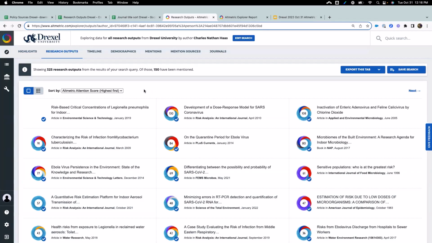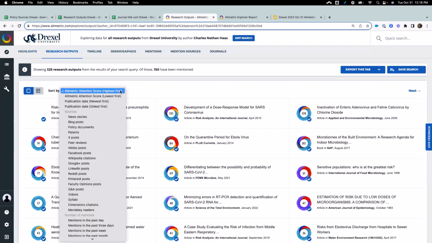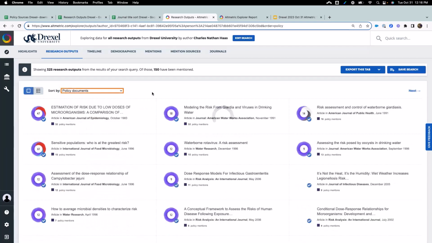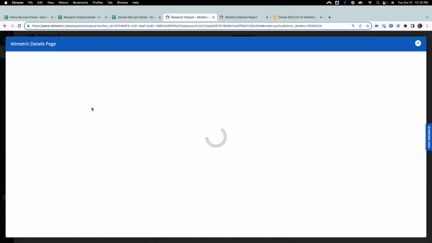But you can sort this author's results in different ways as well. So this is the research outputs tab right here. But if you want to see which of his research has resulted in policy documents, you can sort it by policy documents. Then you can see here, okay, within this subgroup of Charles Nathan Haas's research, these are the ones that have policy documents.